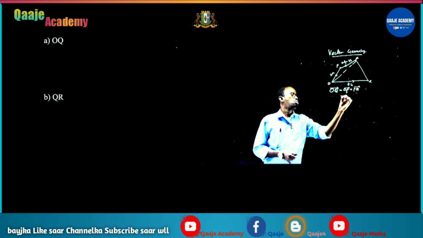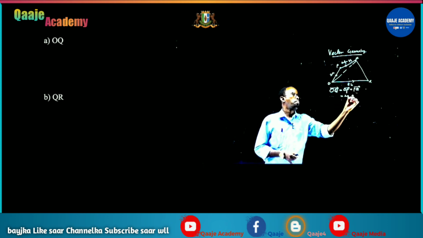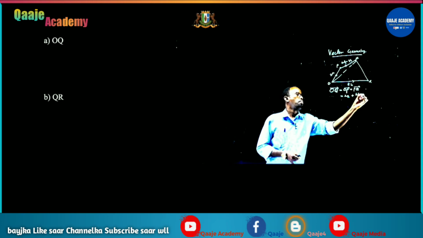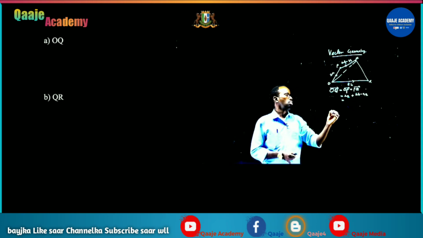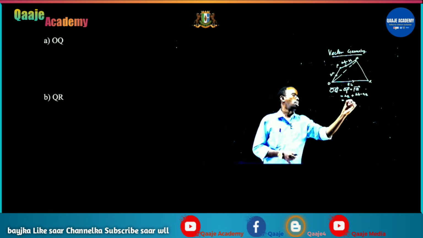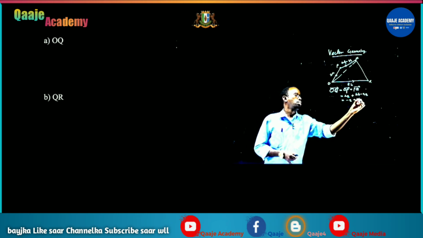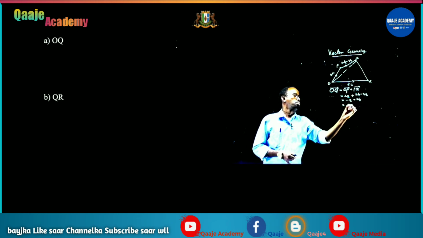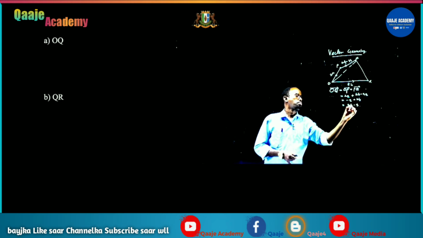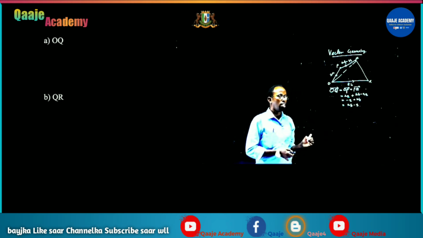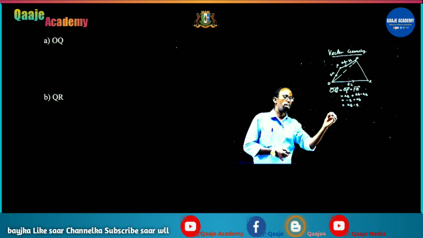So OP is 2A plus 2B minus 3A. So we collect like terms. 2A minus 3A is minus A, plus 2B. This will be equal to 2B minus A. That is vector OQ.